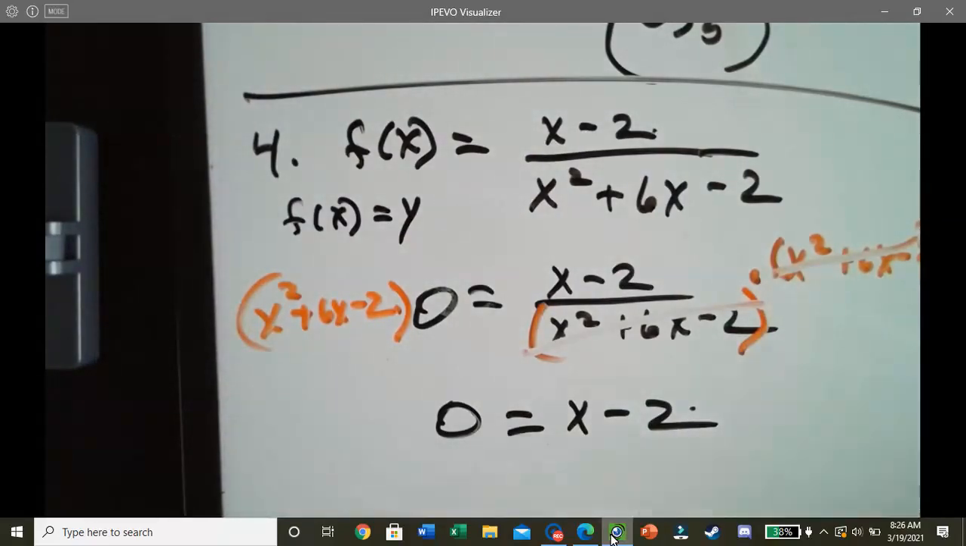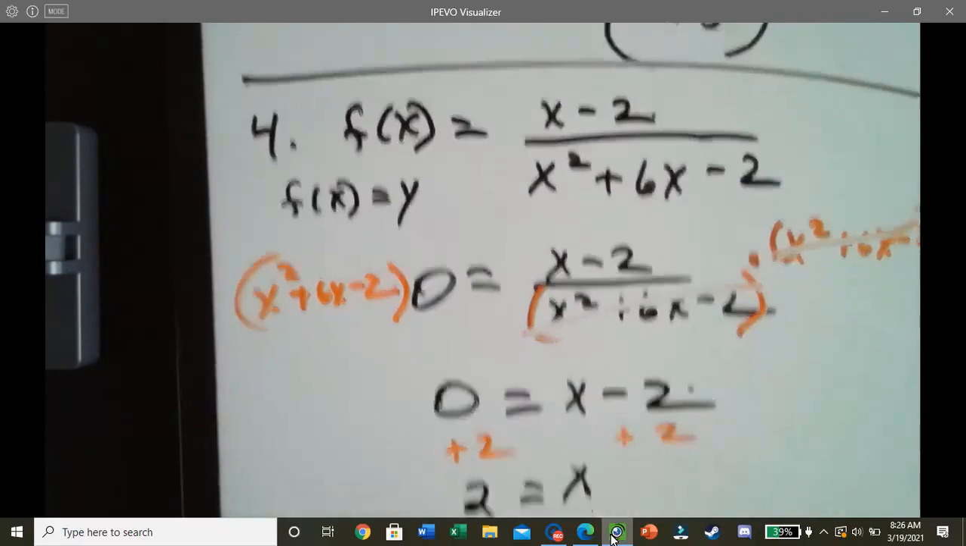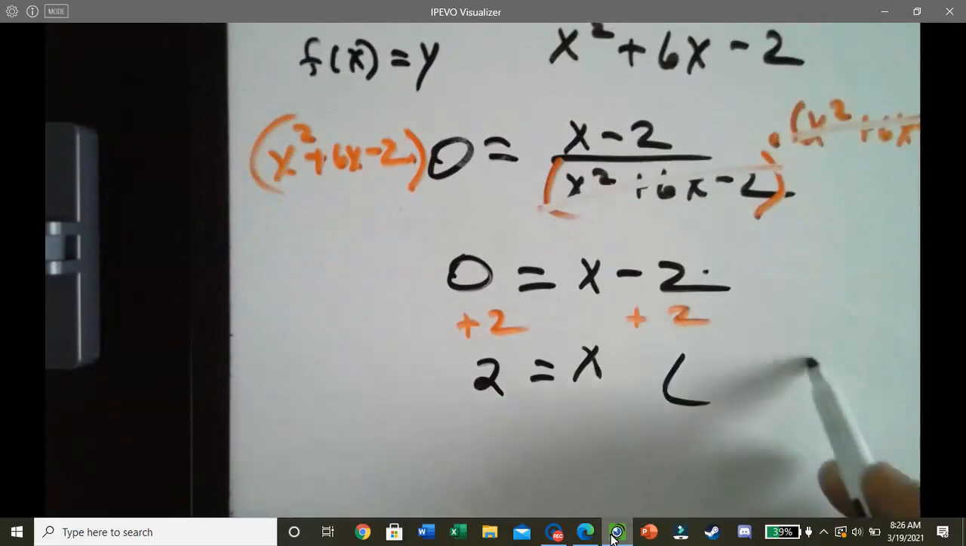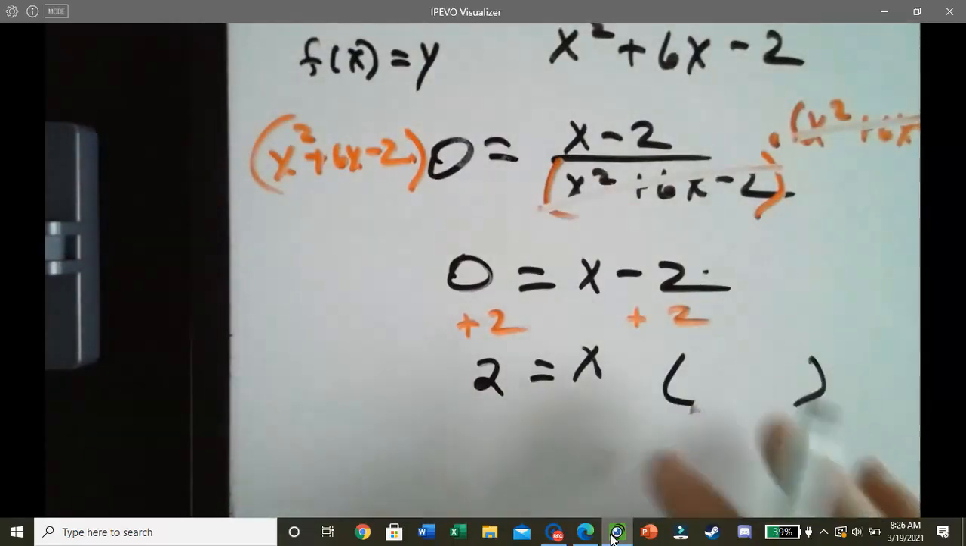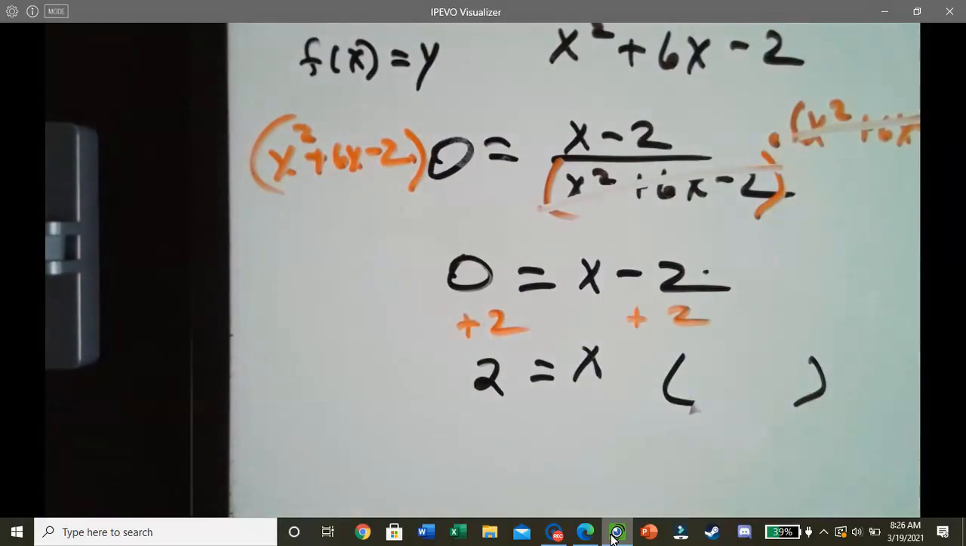Okay, so now what do we do? Add 2. Plus 2, plus 2. Okay, so we get x equals 1. So therefore, our ordered pair this time is what? 1, 0. That is correct. So that's our x-intercept. So there's only one x-intercept.